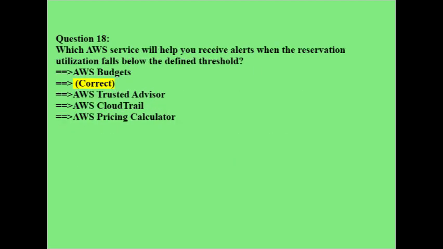Question 18. Which AWS service will help you receive alerts when the reservation utilization falls below the defined threshold? Option: AWS Budgets. Option: AWS Trusted Advisor. Option: AWS CloudTrail. Option: AWS Pricing Calculator. Hence correct answer is Option: AWS Budgets.